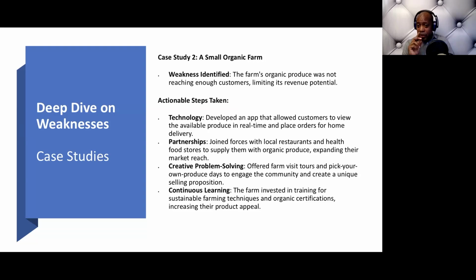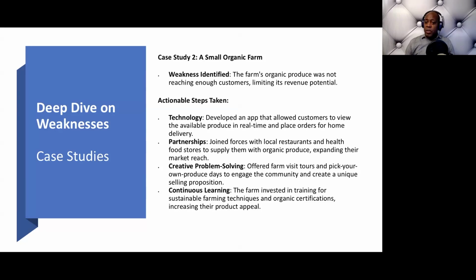So they developed an app that allowed customers to view the available produce in real time and place orders from home. 2, they joined forces with local restaurants, and this is a partnership, and health food stores to supply them with organic produce, expanding their market reach and making sales in bulk now.